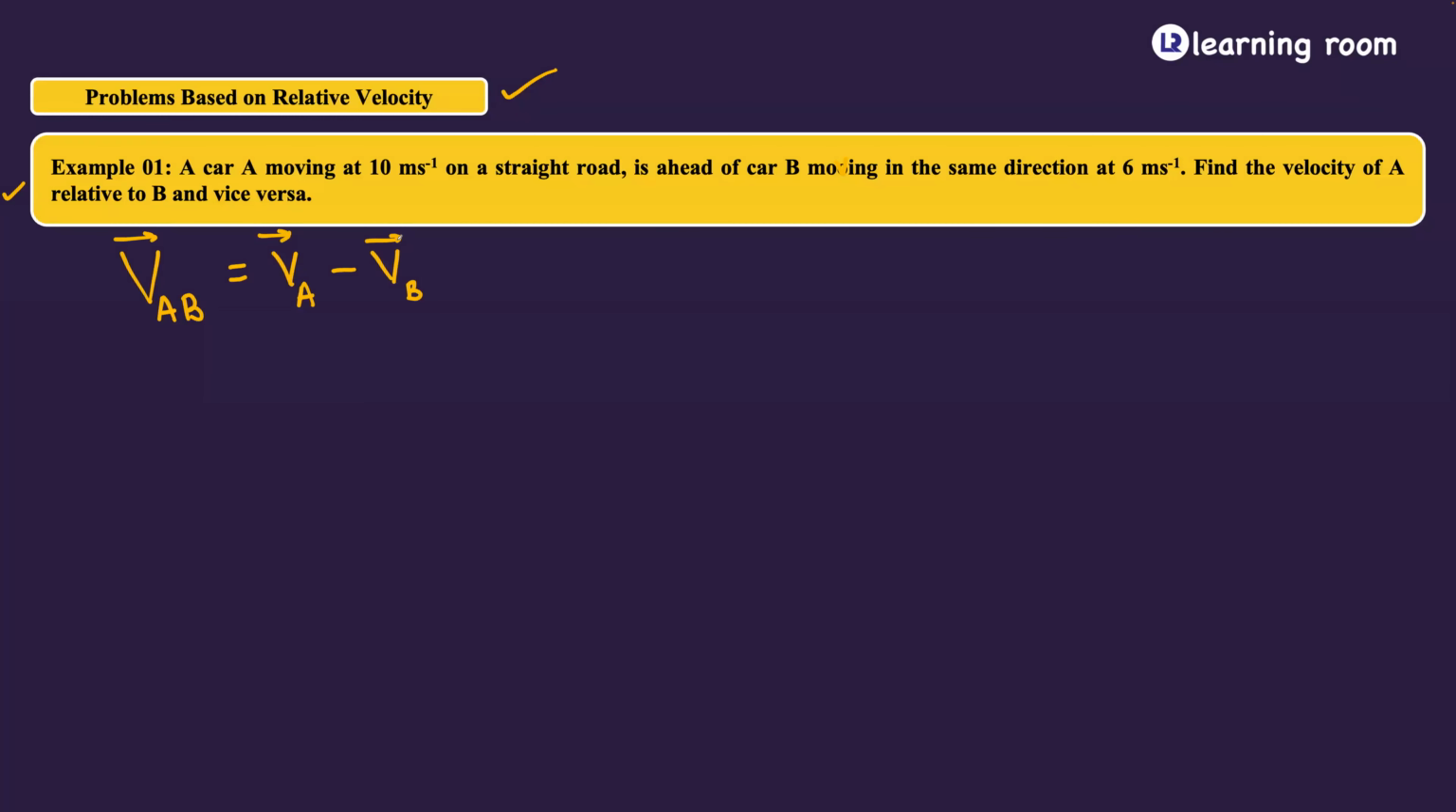Now take the data. What is the velocity of car A? It is 10 meters per second. What is the velocity of car B? It is 6 meters per second. So first I wrote the magnitude part. Now again, I'm reading the question. If you observe, they both are moving in the same direction. So if you take the velocity of A to be positive, B will also be positive. They told same direction, they didn't tell whether it is right or left. So find the velocity of A with respect to B. Substitute the values: 10 minus 6, the answer will be 4 meters per second. That's it.